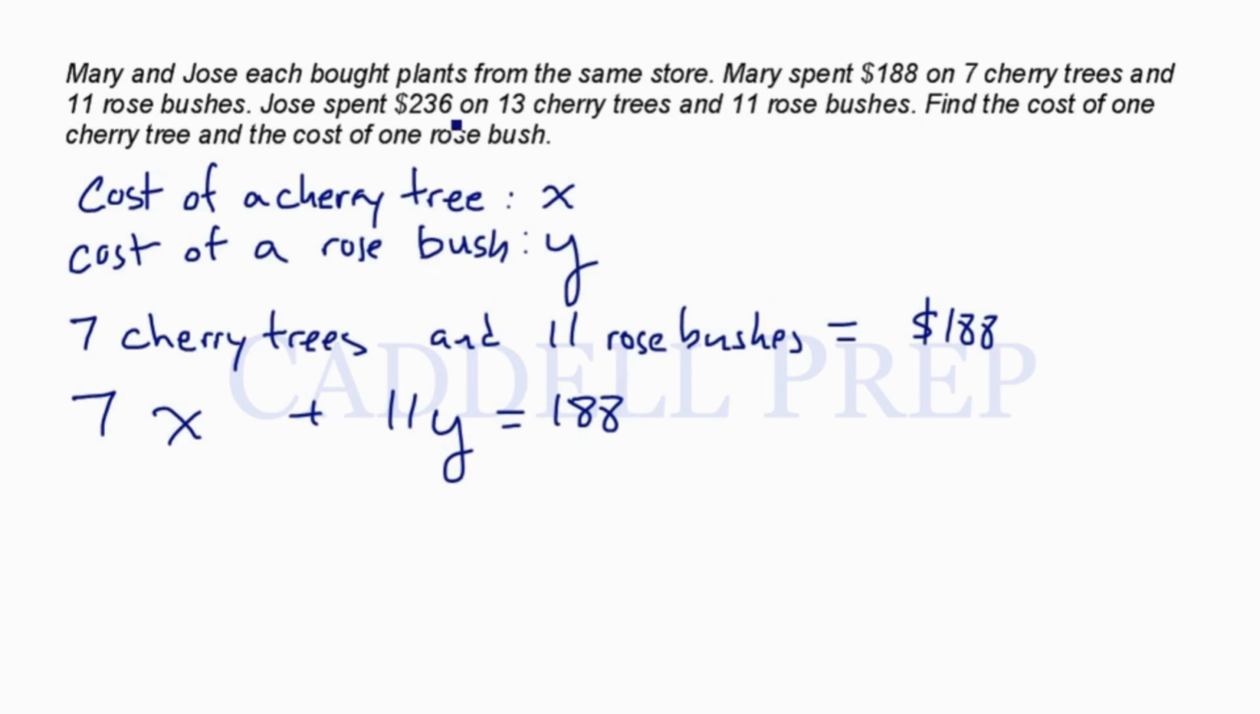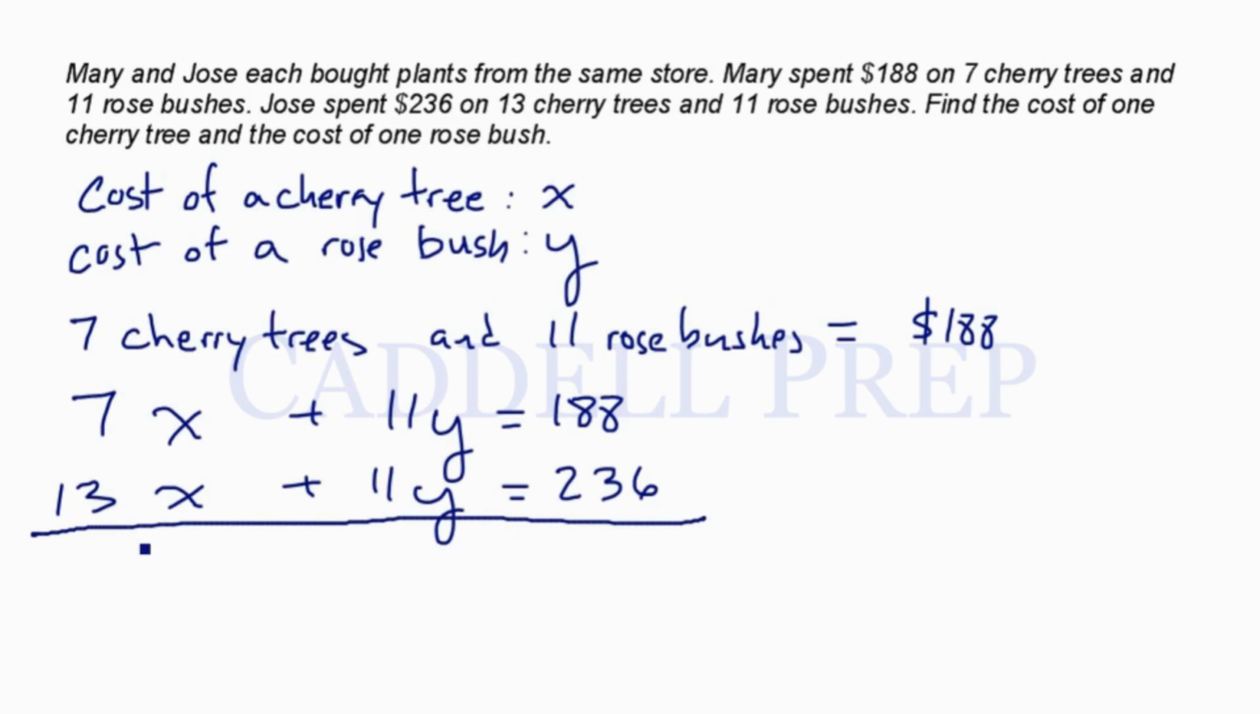And then we can do the same with Jose's information. So Jose spent $236 on 13 cherry trees and 11 rose bushes. So 13 times the cost of a cherry tree plus 11 times the cost of a rose bush equals $236. Now we have a system of equations, and we can solve this a number of ways using substitution, elimination, or by graphing it. So since these are exactly the same, let's use elimination.